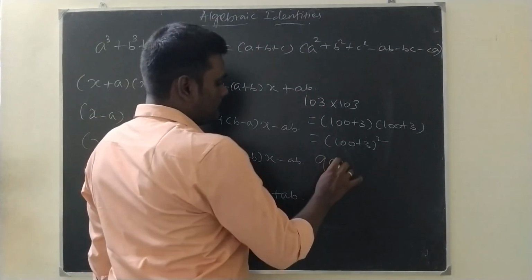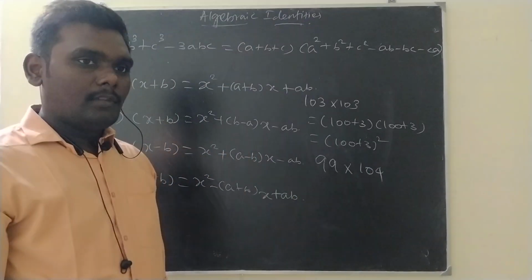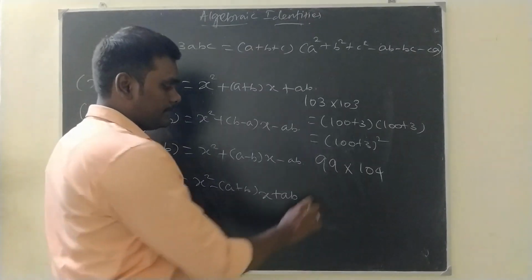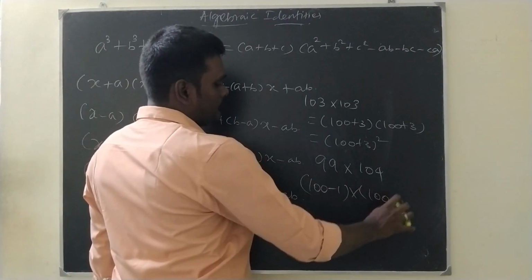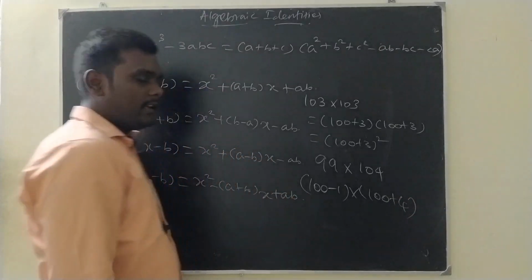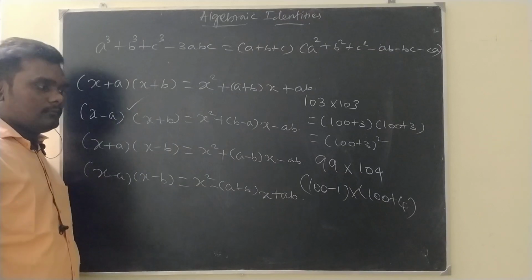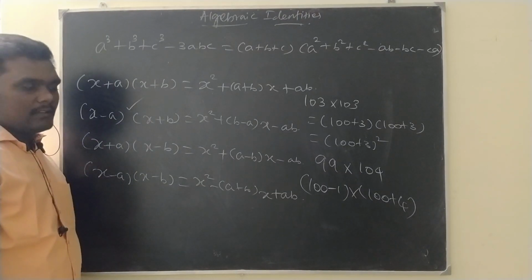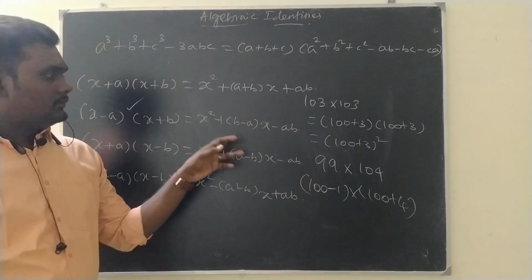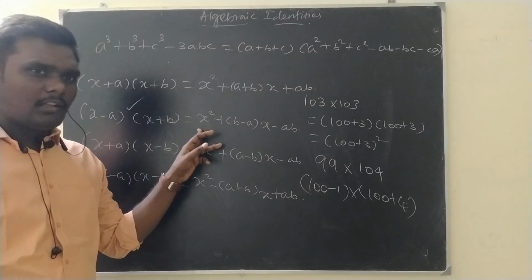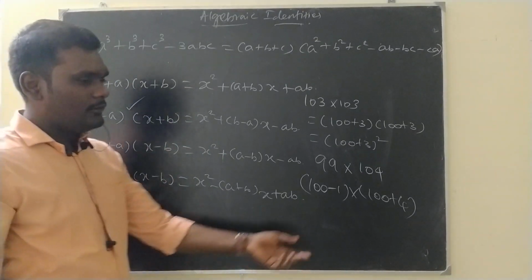Suppose you have 99 into 104. Then what identity will be applied? 100 minus 1 into 100 plus 4. Which identity among these? X minus A into... simply we can write the answer in one step. X square, 100 square is 10,000, 1 followed by 4 zeros.